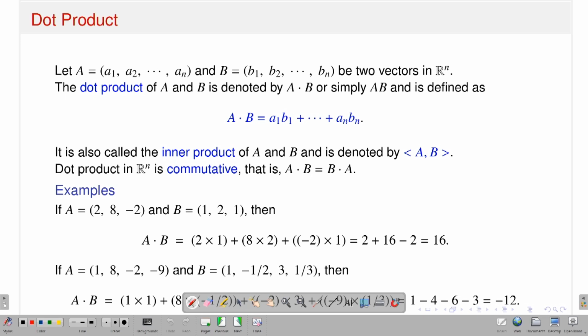Next, I take two vectors in R4. The first vector A is equal to 1, 8, minus 2, minus 9. B is 1, minus 3, 1 by 3, and so on. Then A dot B: you multiply coordinate-wise and add, and that gives minus 12.